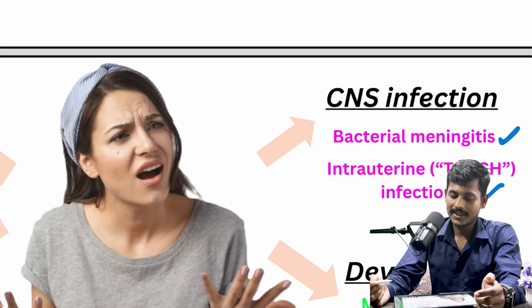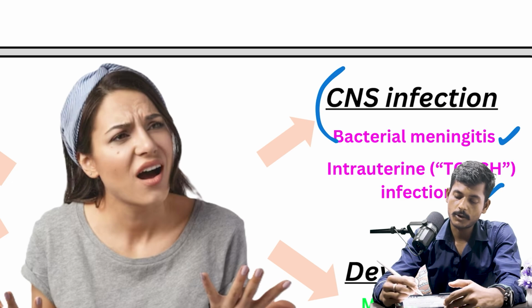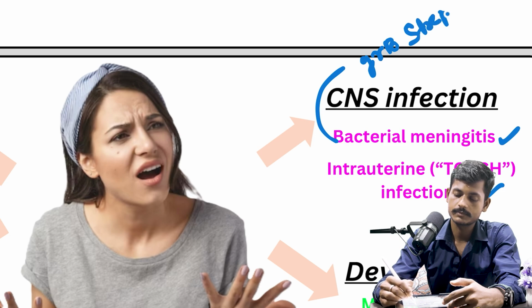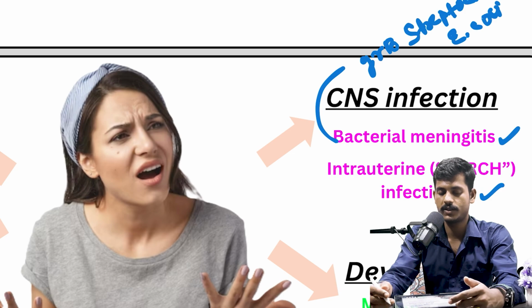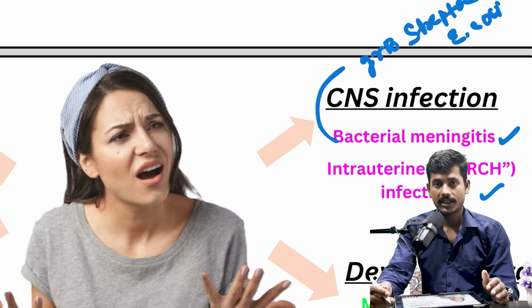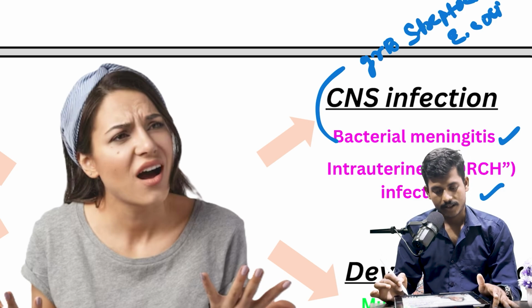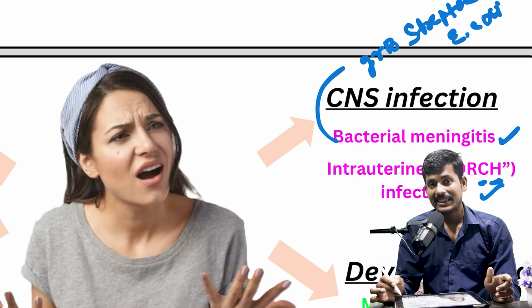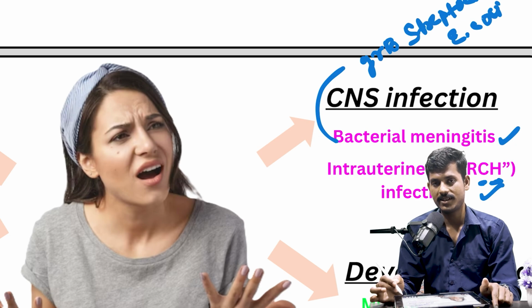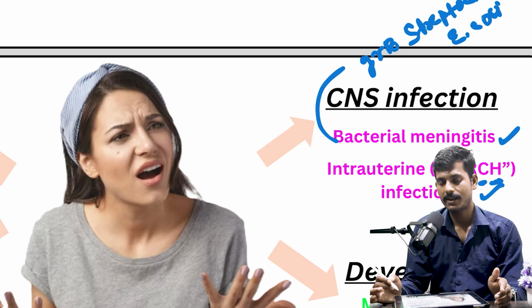For bacterial meningitis, from the exam point of view, just take two examples. First one is group B streptococcus, and E. coli. Both these bacteria cause bacterial meningitis, which eventually leads to neonatal seizure. No problem. Then we have the intrauterine infection in the mothers. If mothers have a toxoplasmic infection, or a cytomegalovirus infection, or a herpes simplex virus infection in the prenatal period, then the neonate has the seizure. Got it?